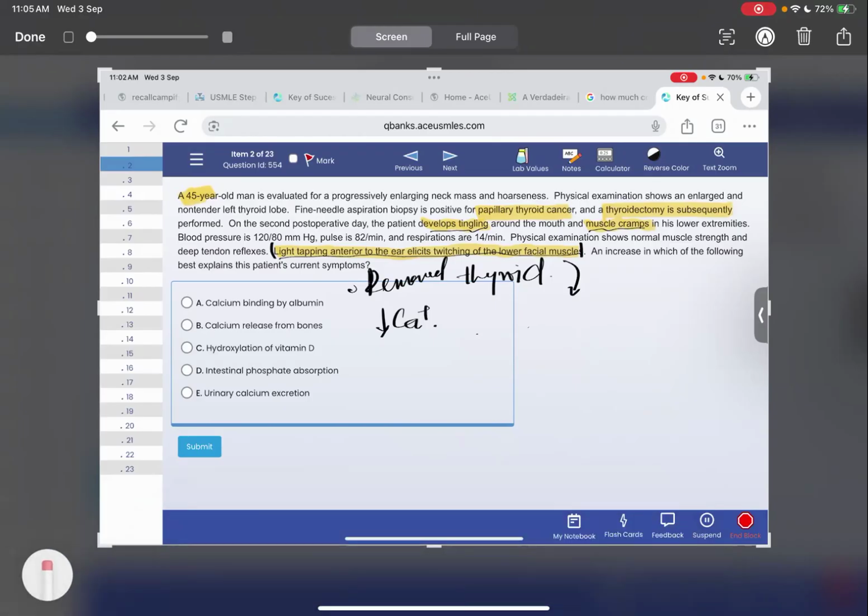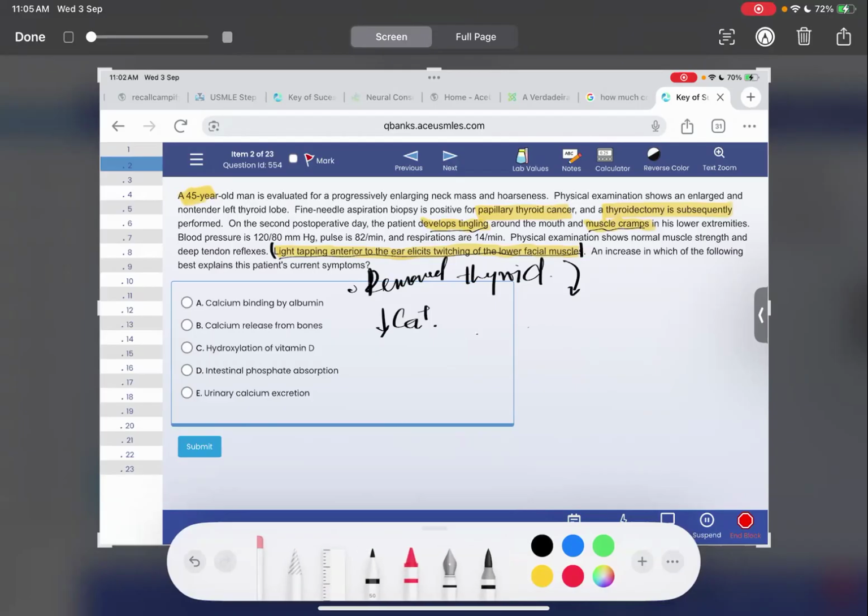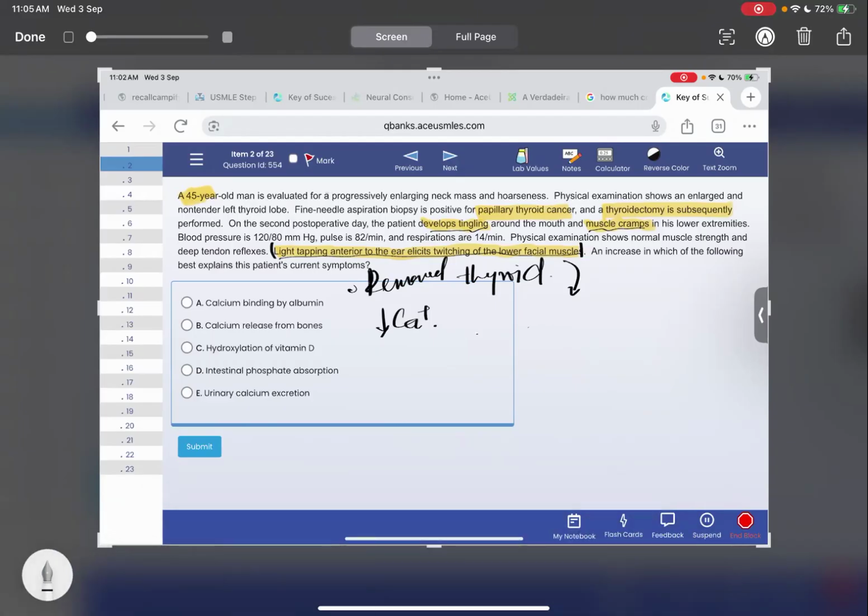Decreased calcium, okay. So what do you think could be the possible cause of decreased calcium? It's the injury to the parathyroid. So what is happening over here is they have removed the parathyroid gland. And what does the parathyroid gland do?